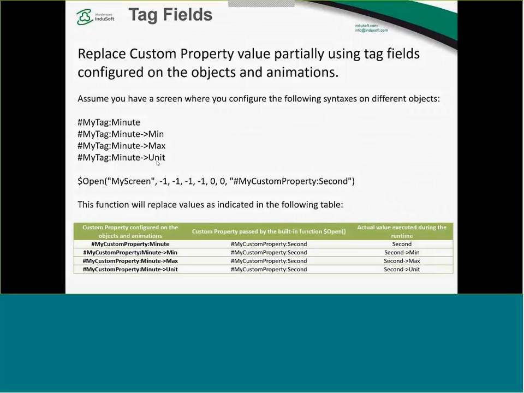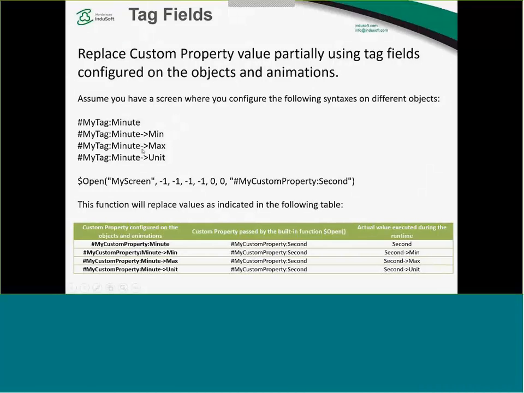And the syntax to access the tag fields is tag name, dash greater than, and the name of the tag field. The power of the custom properties with tag fields is you can define a single tag property, custom property name, and link different tag fields from the same tag to the same custom property name. So just by changing the value of this custom property, we change the main tag name, but we keep the fields.